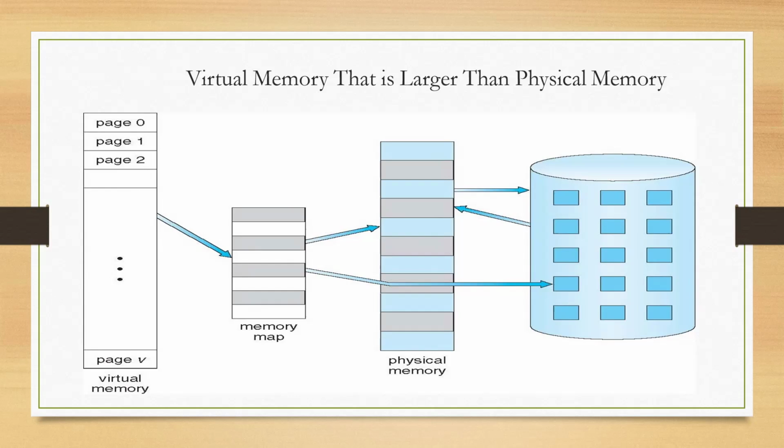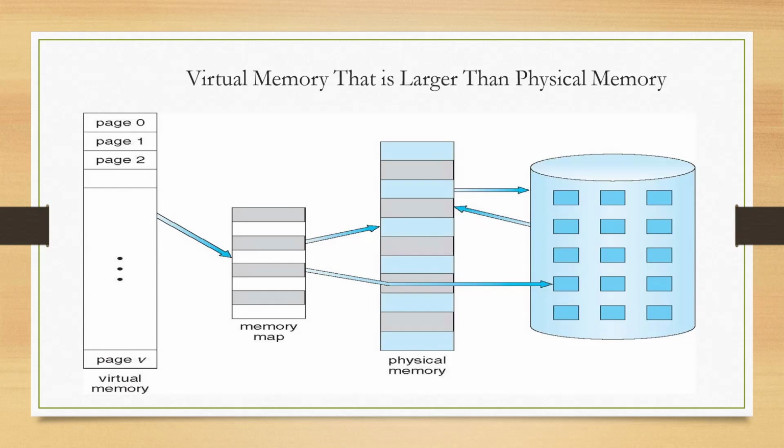How does demand paging work? When a program starts execution, only the essential pages are loaded into memory. For example, the first page is loaded into memory when the program starts execution. Another point: initially the memory is empty, and we have to load the content from the logical address space into the physical address space.